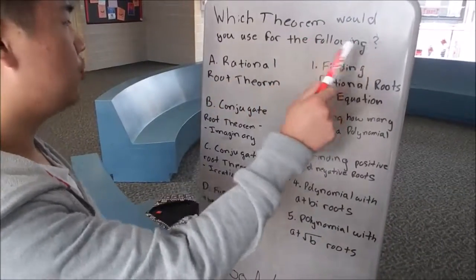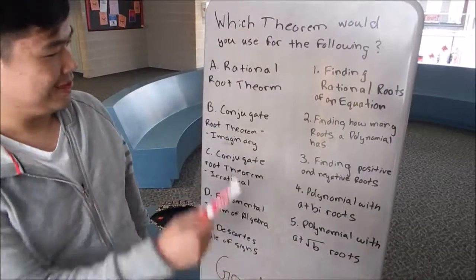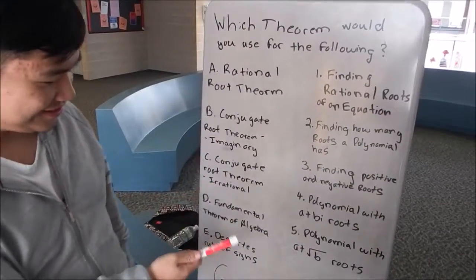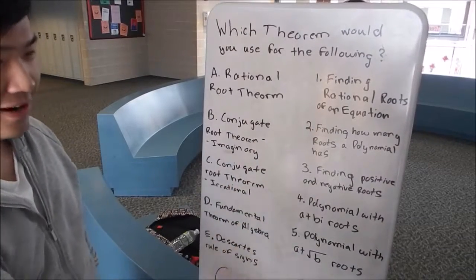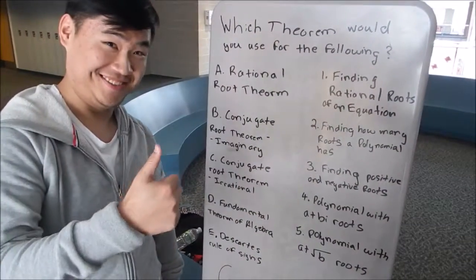Which rule would you use for the following? A, B, C, D, E. And the following 1, 2, 3, 4, 5. Good luck. Hey guys, if you want to try out the problem for yourself, go ahead and pause this video.